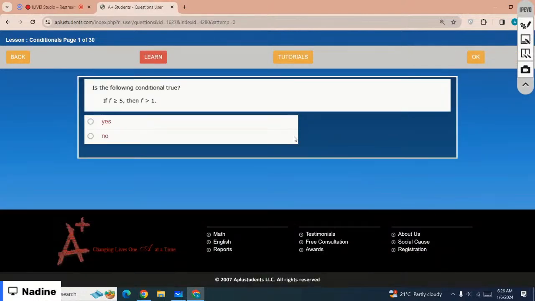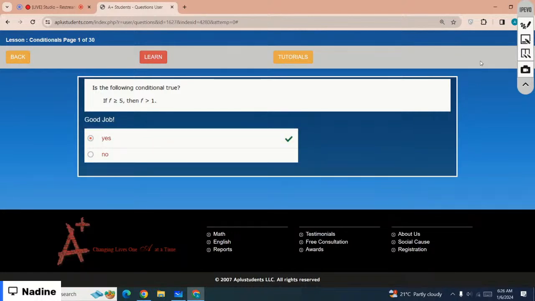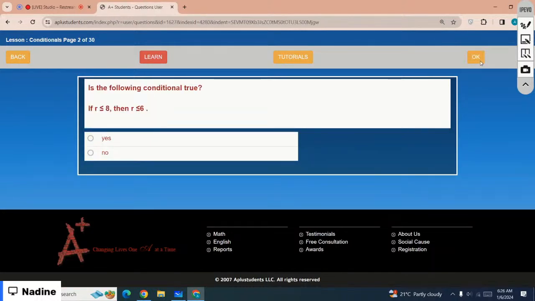If f is greater than or equal to 5, then f is greater than 1. Is it true? Yes, it is true, because if f is greater than or equal to 5, then f is also greater than 1. The correct option is true.